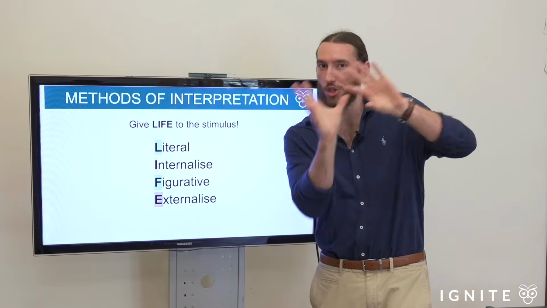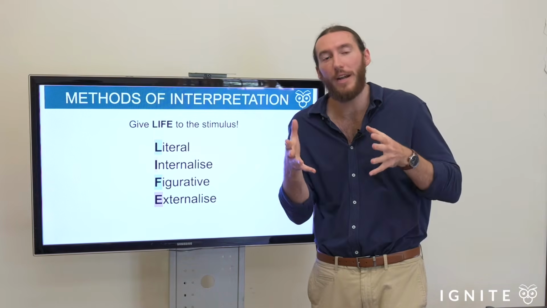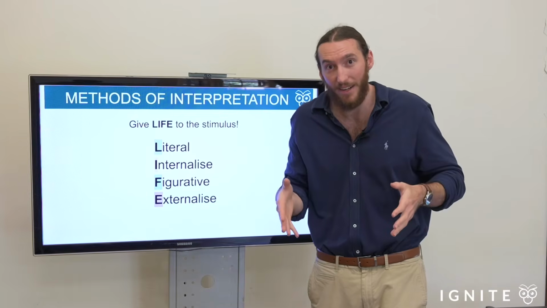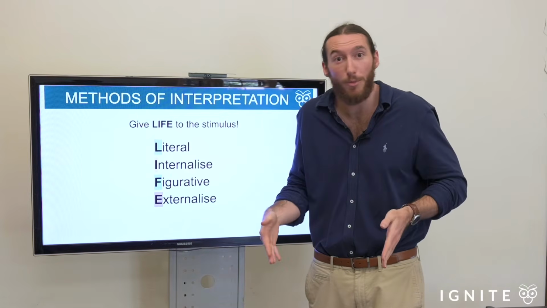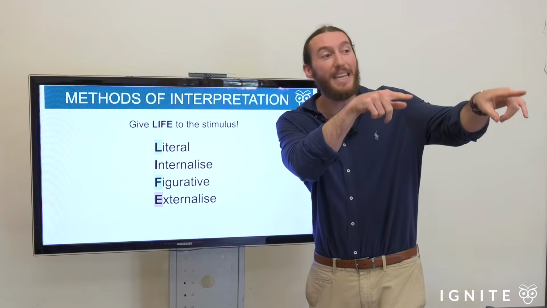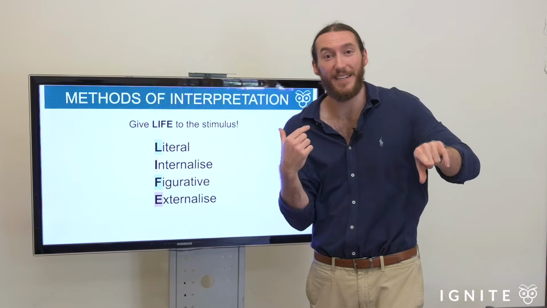So you see how we've externalized the image so that you don't have to change your setting, so you can still have your character in the living room or wherever they were, and they happen to see the picture that is represented in the stimulus.